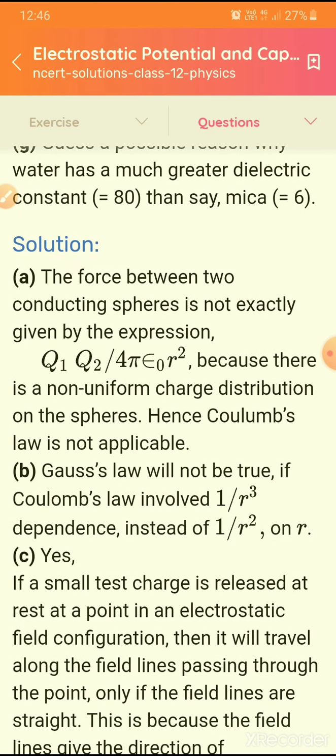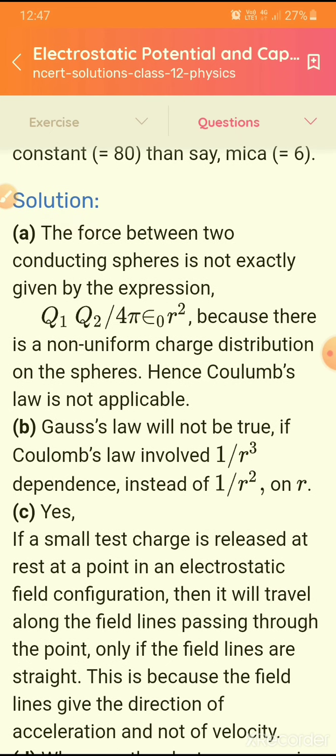The force between the two conducting spheres is not exactly the expression given, Q1 Q2 divided by 4 pi epsilon naught r squared. This will not be the exact expression, because there is a non-uniform charge distribution on the spheres. Since the distribution on the spheres is non-uniform, this equation will not be applicable. Hence, Coulomb's law is not applicable. That is the first answer.